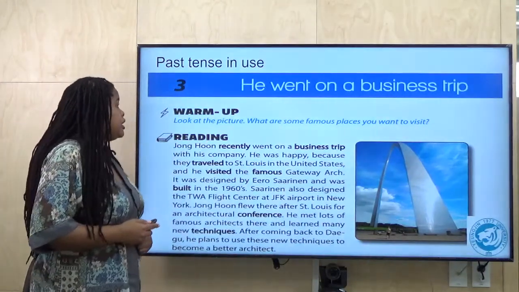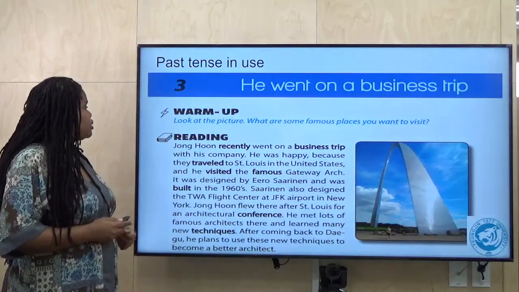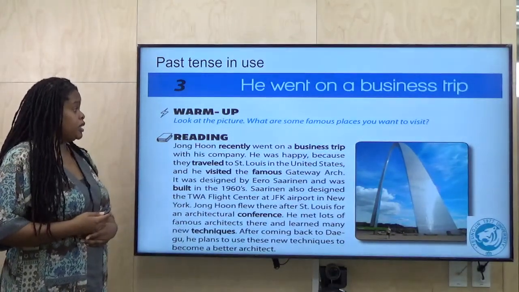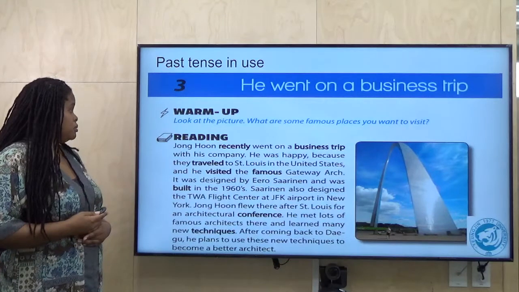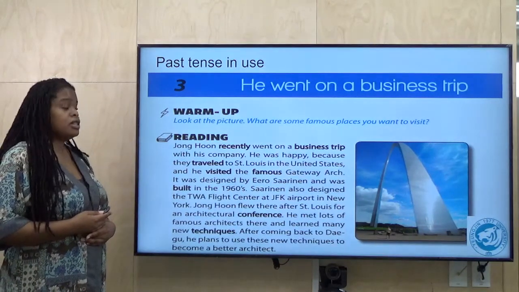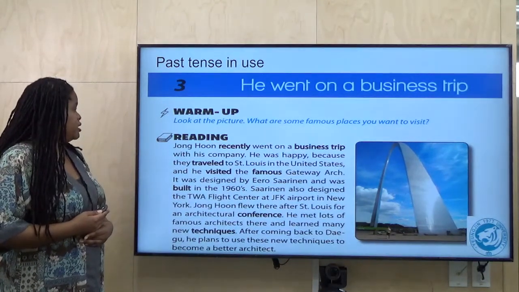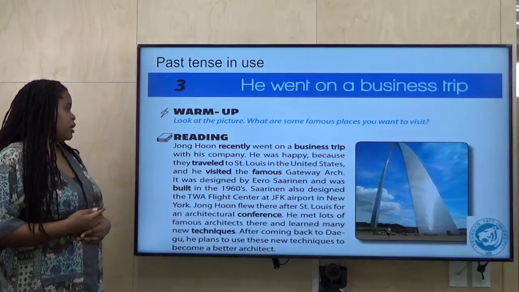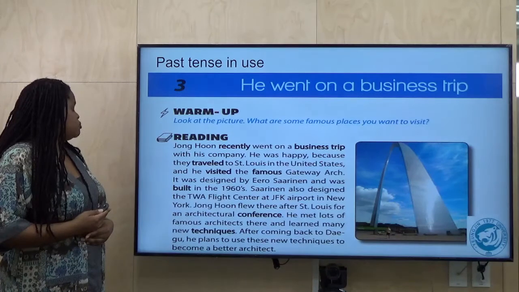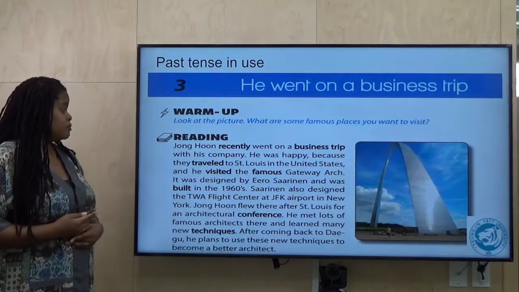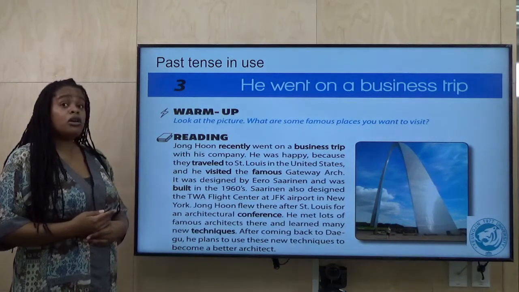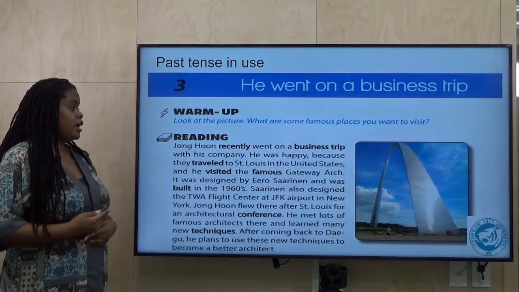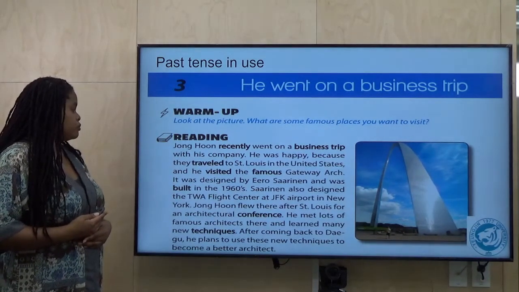He went on a business trip. Jong-hoon recently went on a business trip with his company. He was happy because they traveled to St. Louis in the United States, and he visited the famous Gateway Arch. It was designed by Eero Saarinen and was built in the 1960s. Saarinen also designed the TWA Flight Center at JFK Airport in New York.